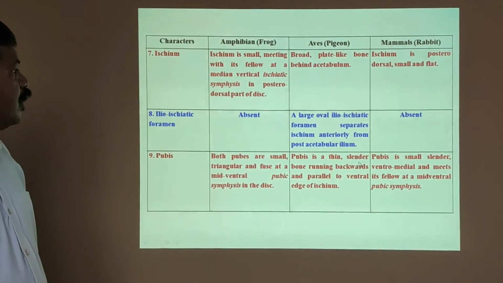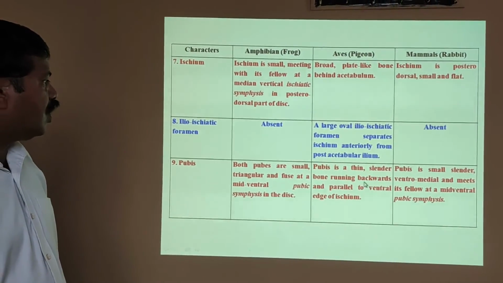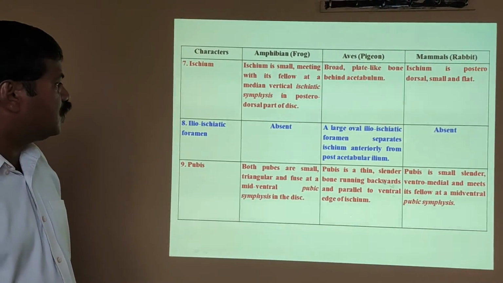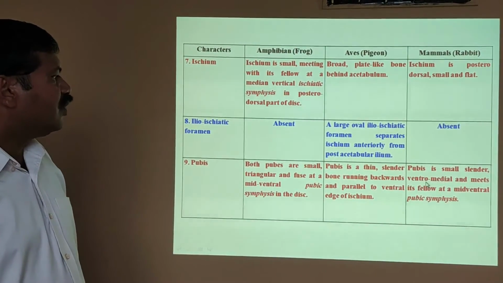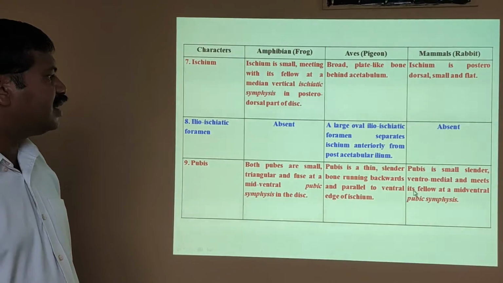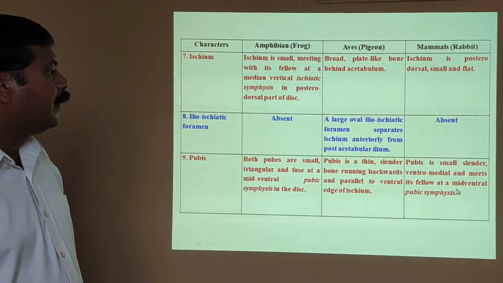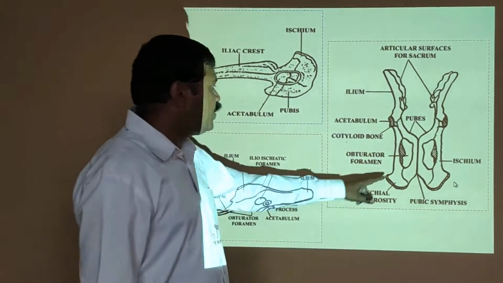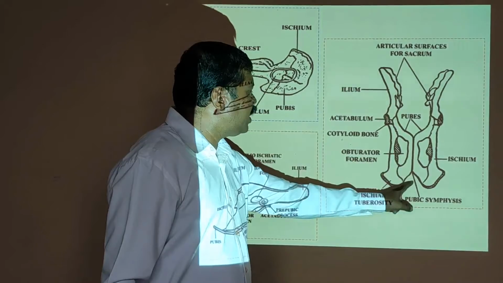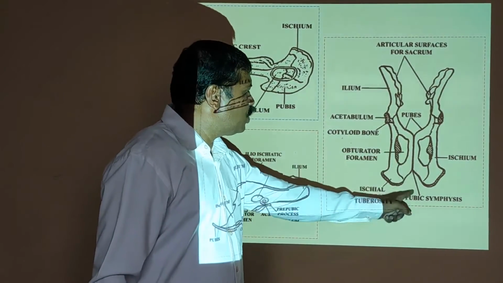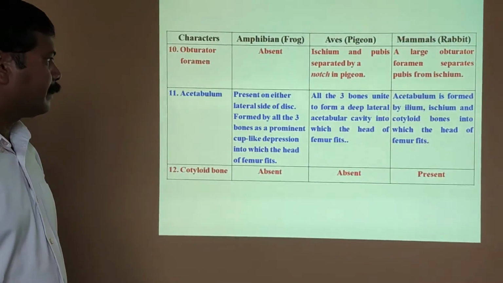Pubis, in case of the pigeon, is a slender, long bone. So I told you this. Next, in case of rabbit, the pubis is small, slender, ventromedial, and meets the other partner at the mid-ventral region in order to form the pubic symphysis. This can be seen here. Both the small pubes are united in the mid-ventral portion to form a structure called the pubic symphysis.